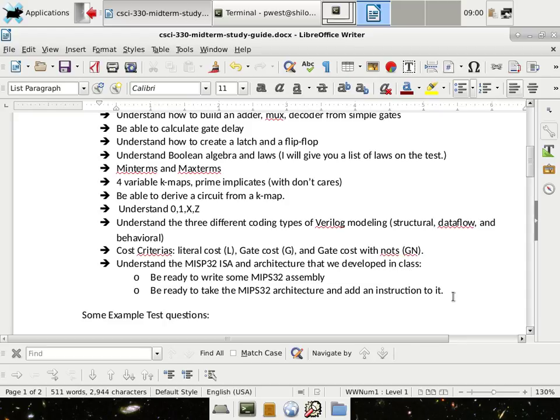Here's one that usually gets people tricked up. Understand the ISA architecture that we have developed in class. Be ready to write some assembly, so nothing tricky. Add and multiply. Be ready to take the MIPS 32 architecture we have in class and be able to add an instruction to it. That's usually the hardest one of this midterm.